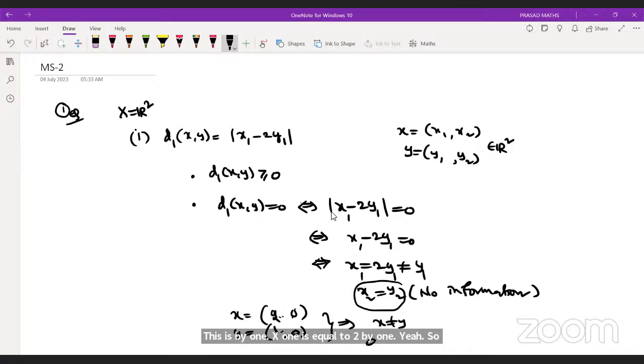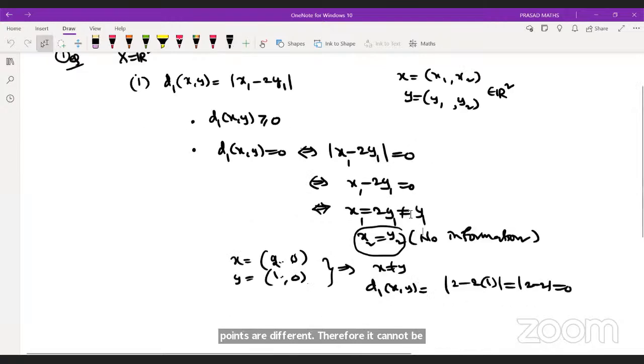But what about the distance? Distance between x and y is equal to modulus of x1 minus 2 into y1. That means 2 minus 2. That means 0. Therefore, distance is 0, but the points are different. Therefore, it cannot be a metric. So first you need to guess it, then you solve it.